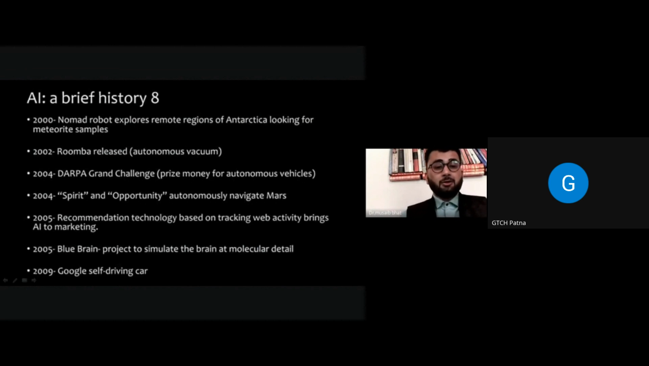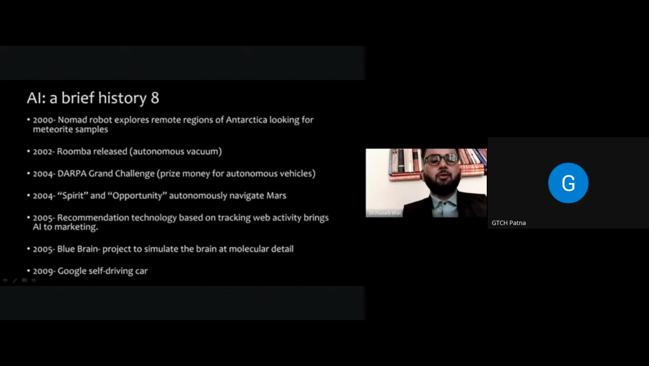Now in the 2000s, the Nomad robot explored remote regions of Antarctica looking for meteorite samples. In 2002, Roomba released an autonomous vacuum. It was the first vacuum cleaner that was actually operated by AI. In 2004, the DARPA Grand Challenge, a sort of race for cars that were based on AI. In 2004, Spirit and Opportunity autonomously navigated Mars. They were the spacecraft that were actually powered by AI.